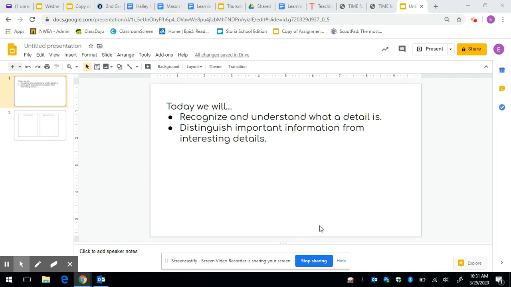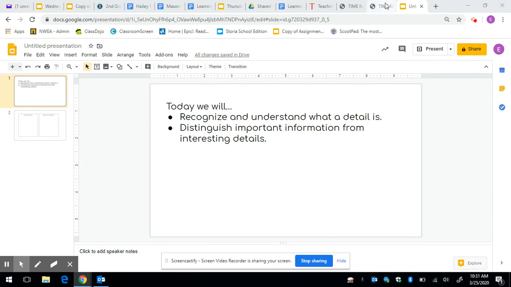Today we have a couple of goals. Today we're going to recognize and understand what a detail is in our reading. And we're also going to distinguish important information from interesting details. So that means we're kind of telling what's the difference. We're going to separate important information from interesting details.